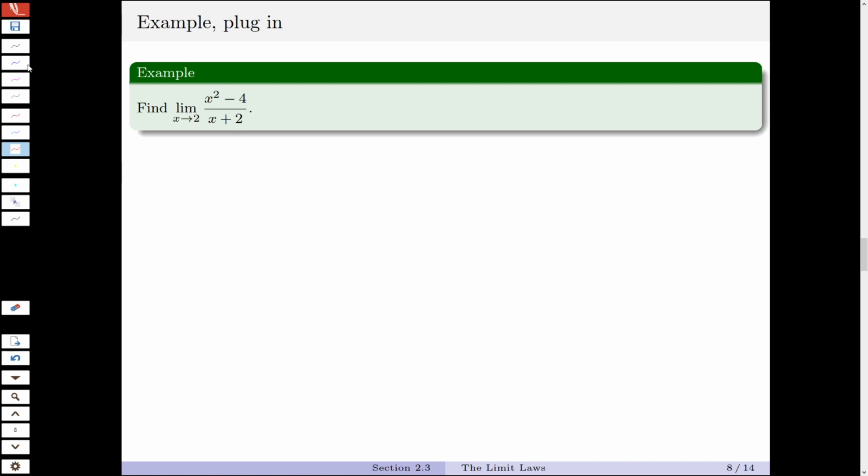All right, let's look at some examples. In this first example, what I'm going to do is try direct substitution. I'm going to say, all right, this is 2 squared minus 4 over 2 plus 2, which is 4 minus 4 over 4, which is 0 over 4, which is 0. When I did direct substitution, I didn't get a 0 in the denominator, so it's fine, so we're done. It's only when we get a 0 in the denominator that the direct substitution fails and that we have to try something else.